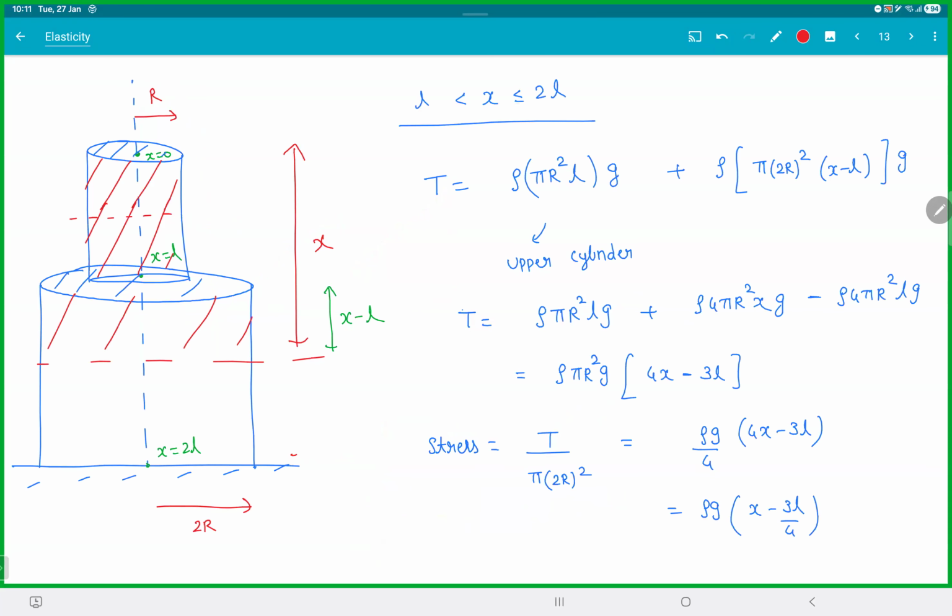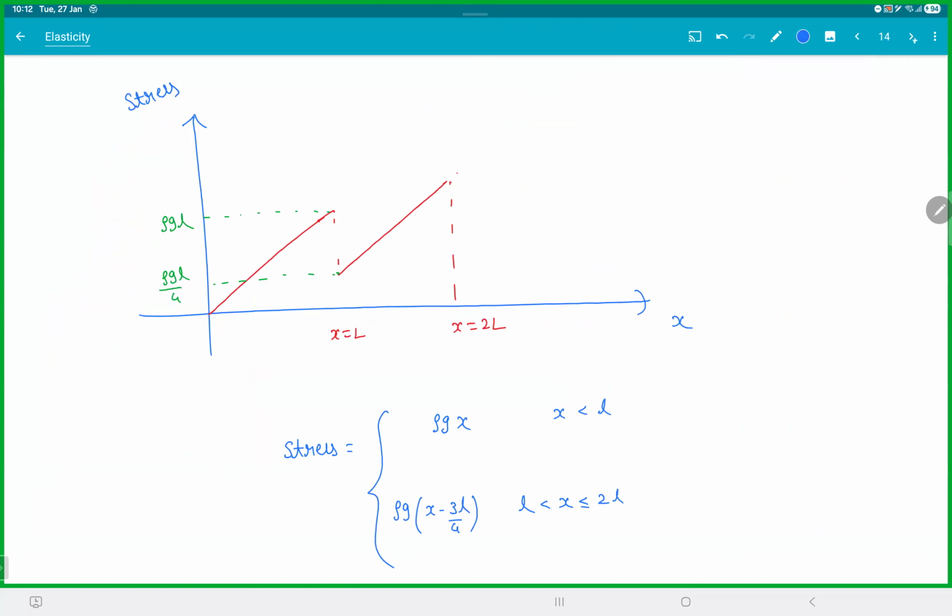Any doubts on this? Clear? What did we use actually? Elasticity, because we just said stress by area. Other than that, there is nothing new there. Any doubts on this? Please ask me. You should know how to calculate tension and a graph. Any doubts on this? Let's see one more like this.